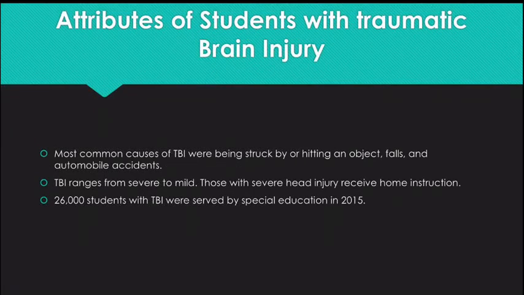Attributes of students with traumatic brain injury. The most common cause of TBI is being struck by an object, like something falling, or an automobile accident. The attributes of traumatic brain injury can usually entail loss of memory, or the student can't process information properly. This ranges from severe to mild. Those with severe are usually home instructed and getting rehab. And 26,000 students with TBI were served by special education in 2015.